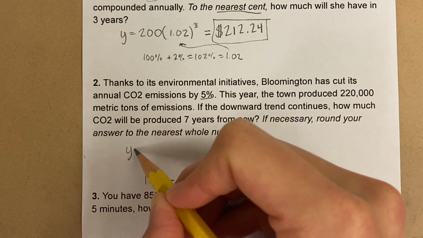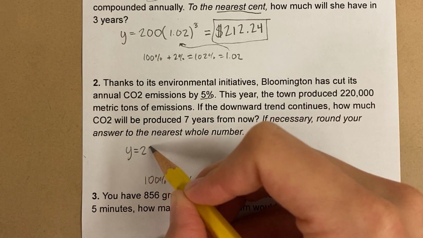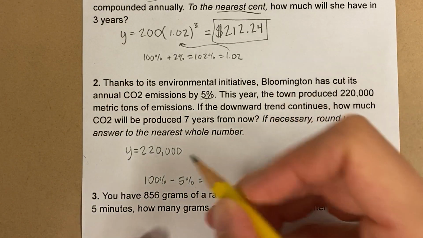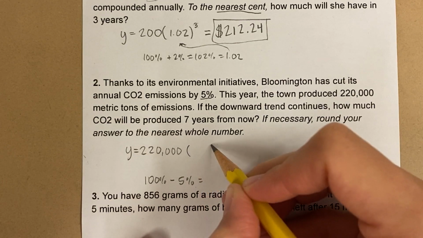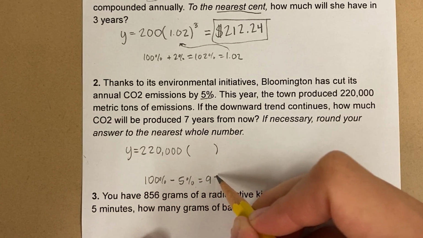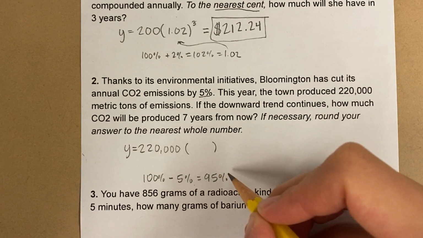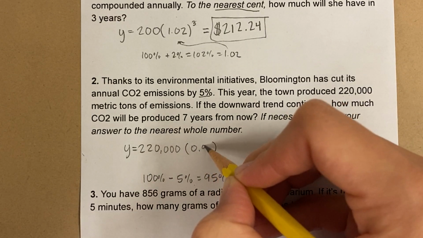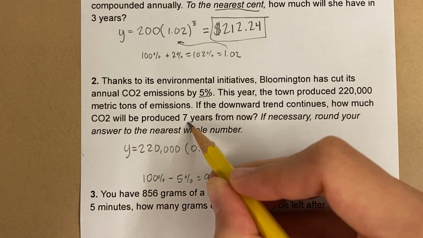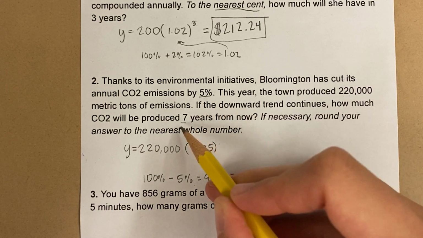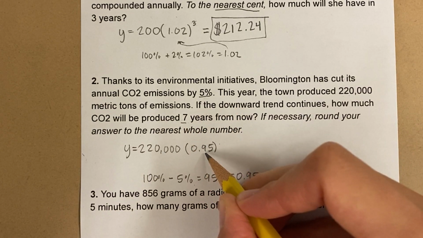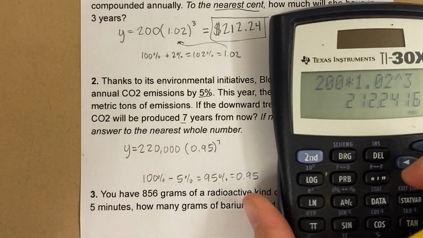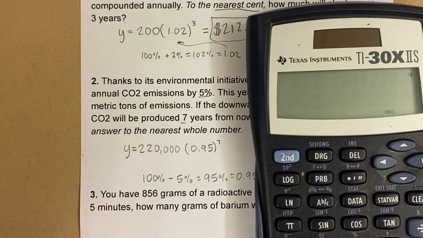Okay, so here's what I see. We're starting this year at this many tons of emissions, and that number is going to go down. So this changes to a decimal. Okay, so that's going down. Now, the number of time periods in this case is 7 years. So it's going to go down 5% 7 times, right? So that's why we're going to multiply by this number 7 times. That's what the exponent does. So let's put it in.